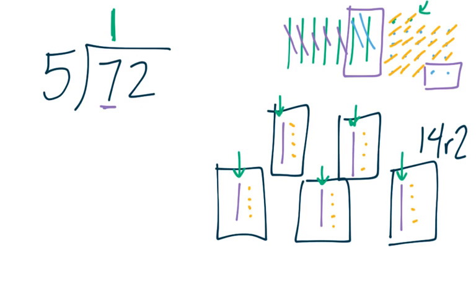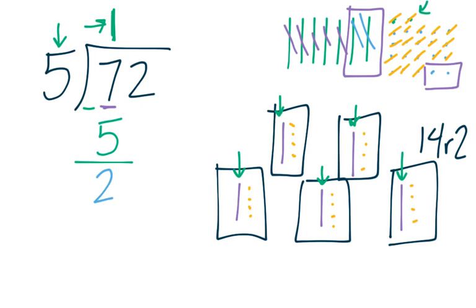Okay, now, how many 10s did I use altogether? I used 5 of them. And I got 5 by multiplying 5 times 1. 5 times 1 is 5, and now I'm going to subtract. When I subtract, I have to think, how many 10s do I have left over? 7 minus 5 is 2. I have 2 10s left over.